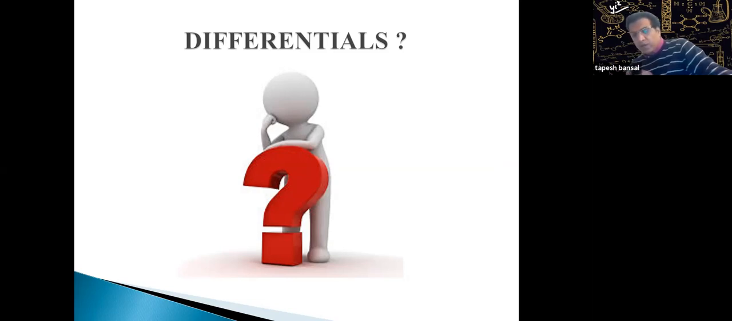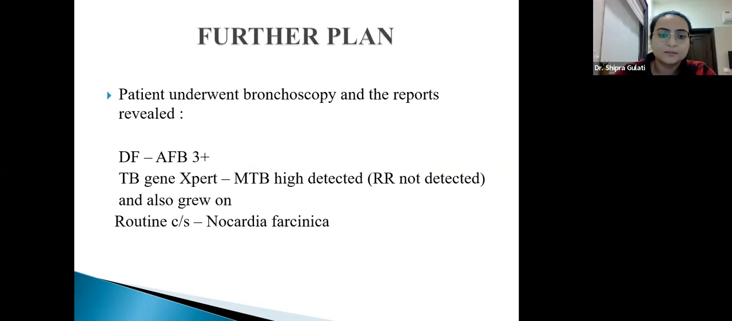So the differential right now, I think, is between an infectious process, COPD exacerbation, and there can be an underlying malignancy. That is what comes to my mind. And I think with that, we should move forward. So further, the patient underwent a bronchoscopy. And the reports were as follows.